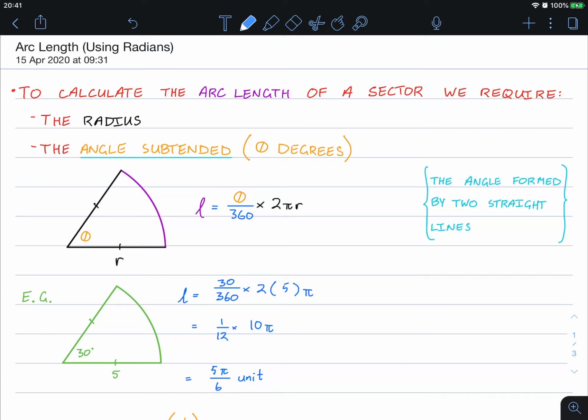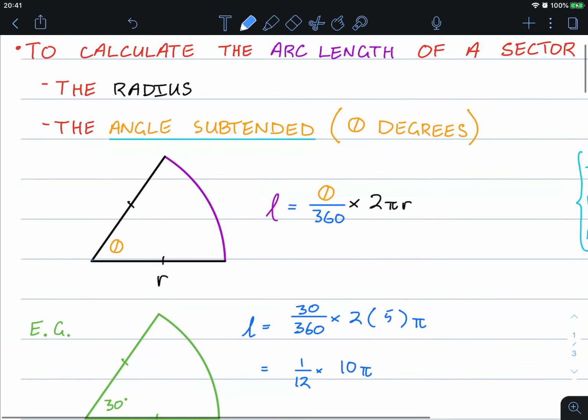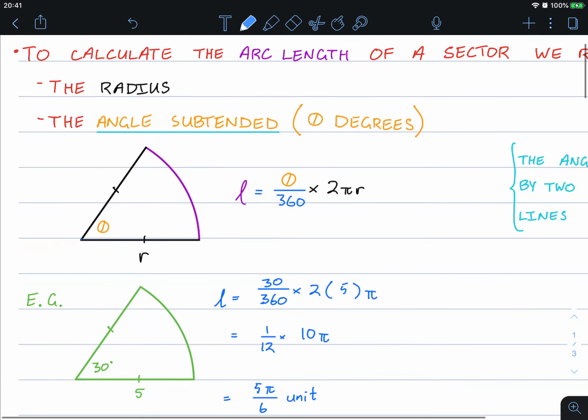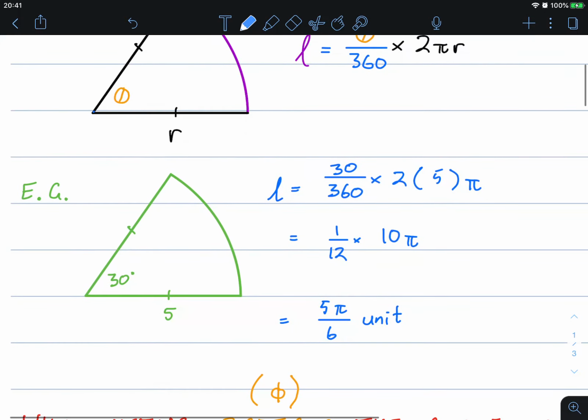Before we continue, this idea of subtended means the angle formed by two straight lines. So the angle subtended here is this theta, and the two straight lines it's referring to are the two radii that form that angle. And so to calculate the purple curved length, it's calculated as theta on 360 times the circumference of the circle. And this is how we've done it back in stage 5.